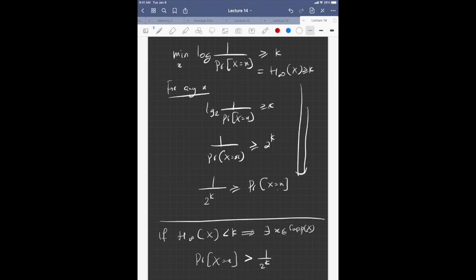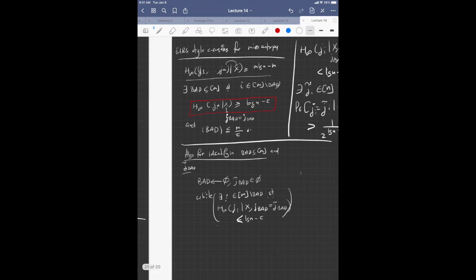So if min entropy was large, all of these probabilities would be at most 1 over 2 to the k. But since min entropy is not large, there should be something that violates this constraint, and so there is some x where this probability is strictly larger than 1 over 2 to the k. You can convince yourself by deriving it directly, but intuitively this is just the contrapositive of what min entropy means.